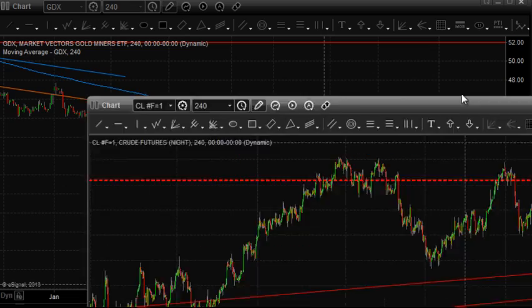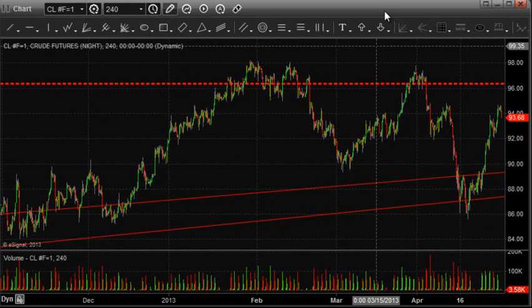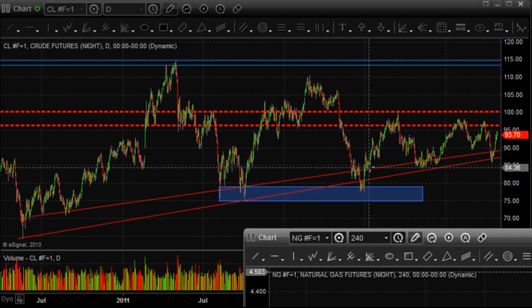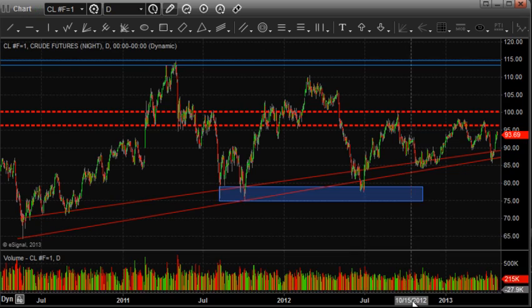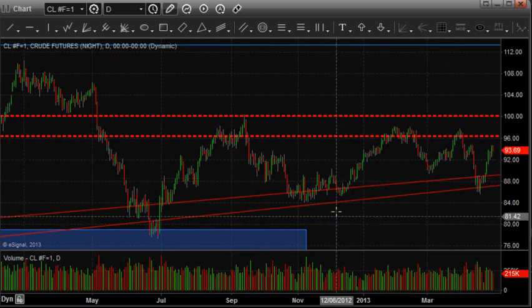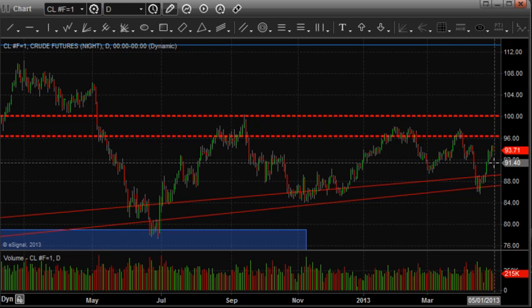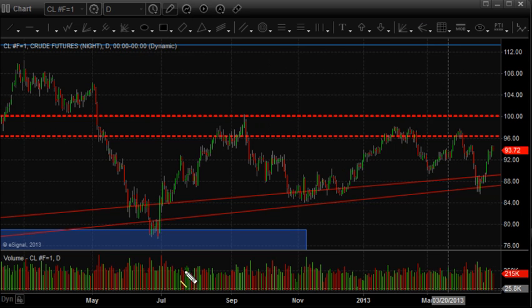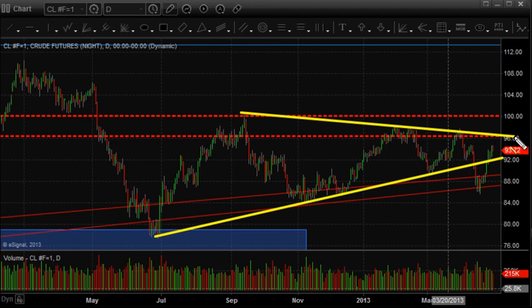Looking at energies real quick, here's the crude oil chart, this 4-hour chart. I'll just jump to the daily. You can see where we are on the daily chart. We've been ping-ponging between these lines, and we're getting closer and closer to this apex. We did have a little bit of a breakdown below this potential apex that we had going. It has broken down, it's come back into this level.